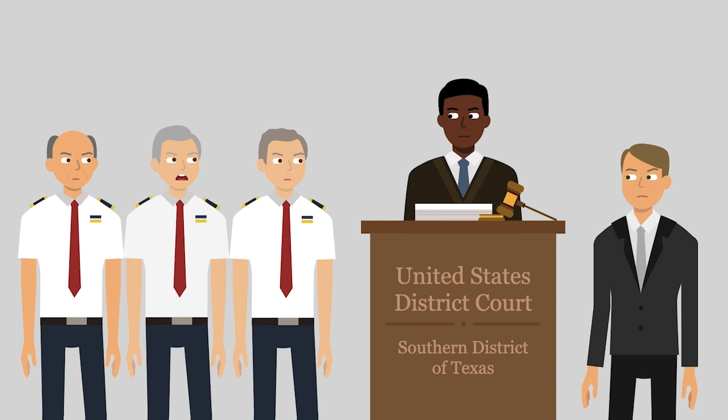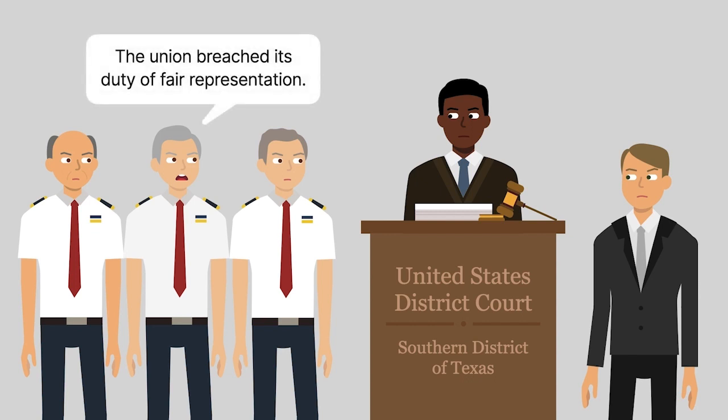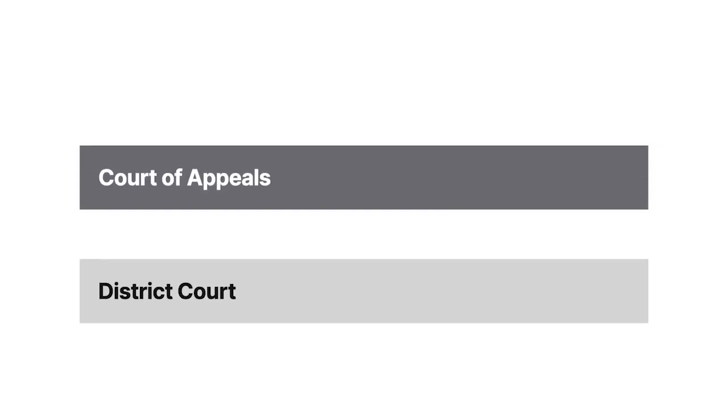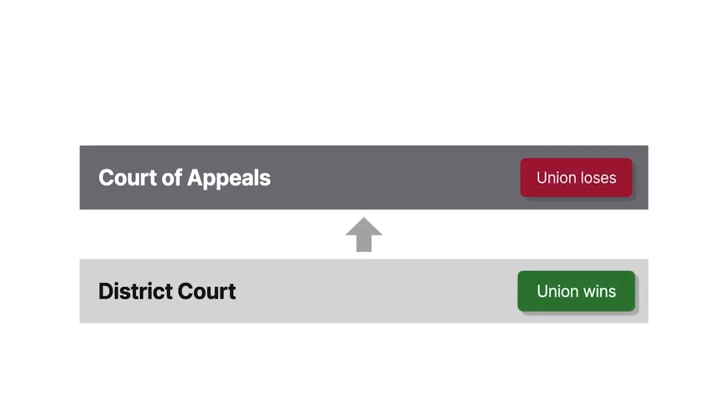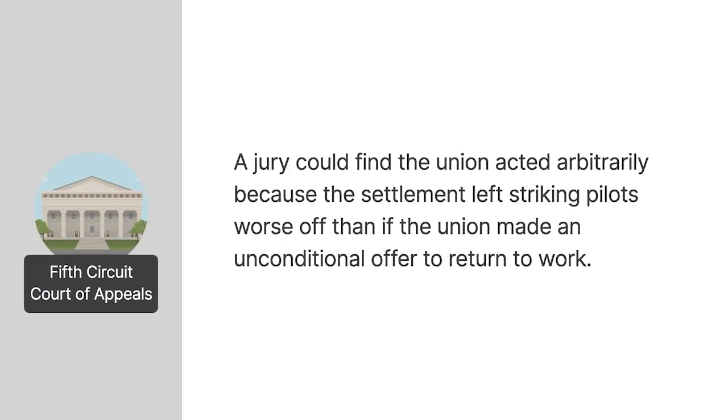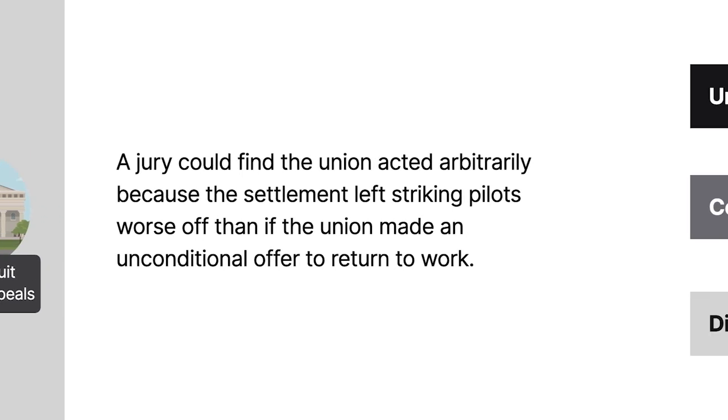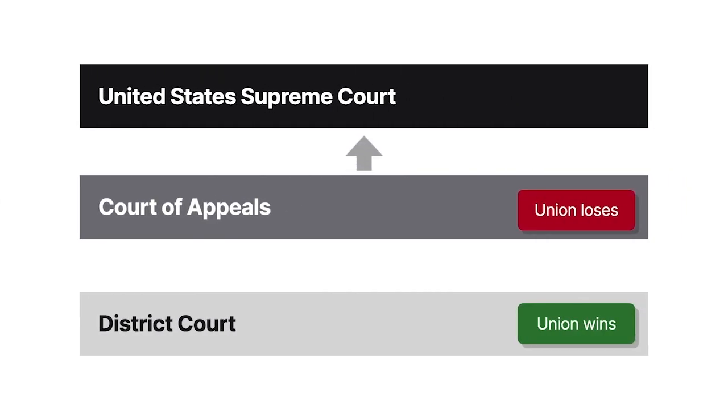Thereafter, several former strikers, including Joseph O'Neill, sued the union, alleging that the union had breached its duty of fair representation in negotiating and accepting the settlement. The district court granted the union's motion for summary judgment. The Fifth Circuit reversed, concluding that a jury could find that the union acted arbitrarily because the settlement left the striking pilots worse off than they would have been had the union simply made an unconditional offer to return to work. The United States Supreme Court granted cert.